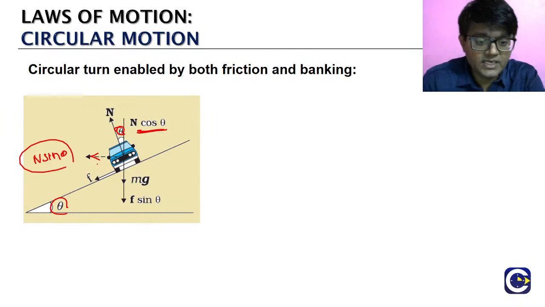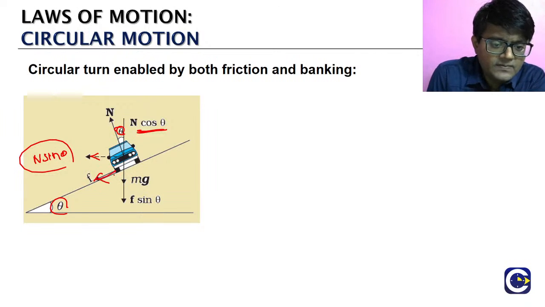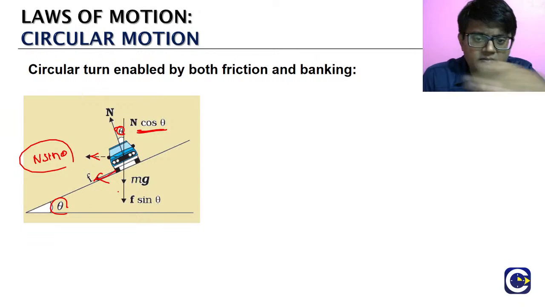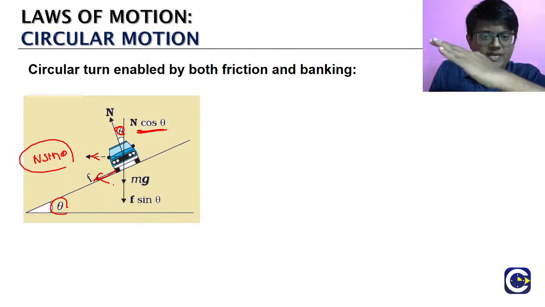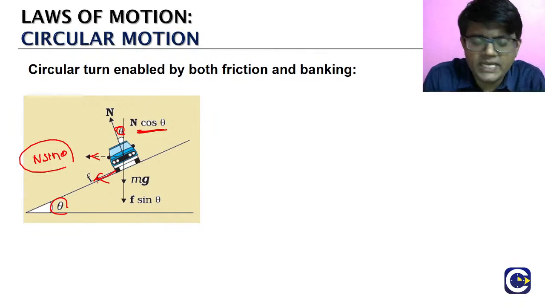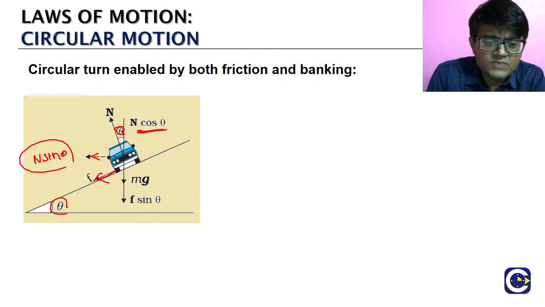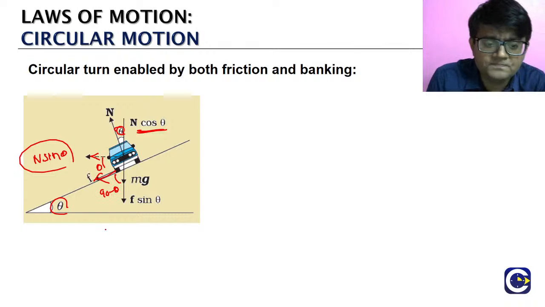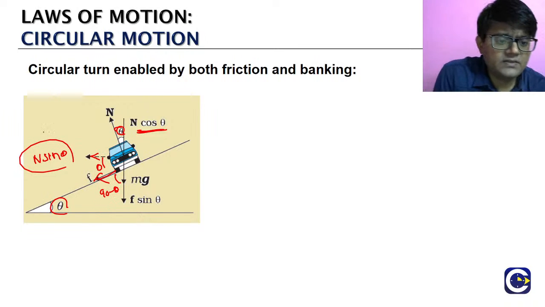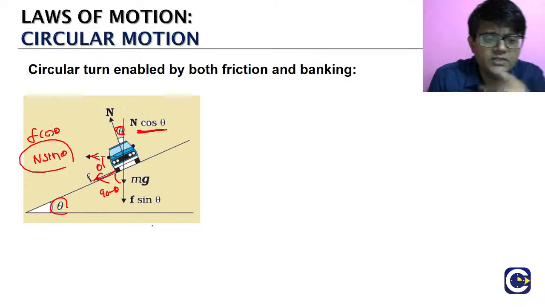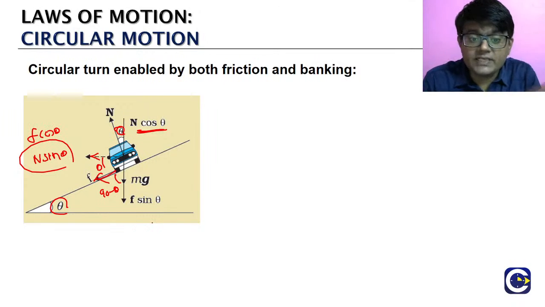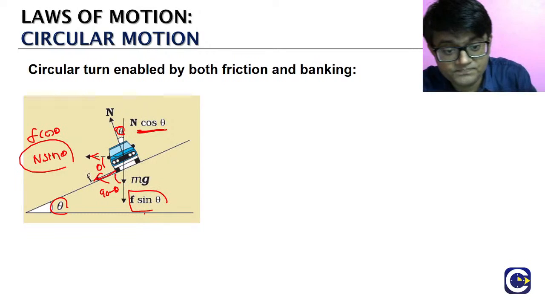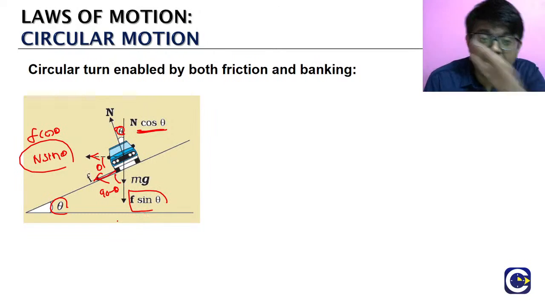Like in this diagram, we have shown the friction down this plane, because now the road will be like a plane. So we have indicated the friction to be down. If you indicate the friction like this, what is going to happen? What is this angle? This is 90 minus theta, so this will be theta. The components: F cos theta will be towards the center of the circle, and F sin theta will be vertically down.